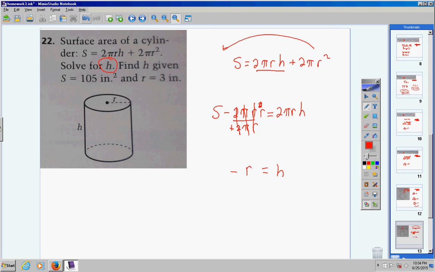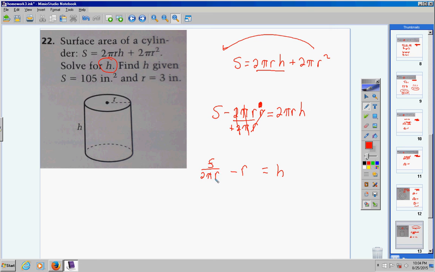Do you see it okay? R squared is the same thing as having r times r. Now cross off 2 of your r's and you're left with an r. And then bring down your s. Man, that was easy. That was pretty simple. So, h equals, oh, I'm sorry, I'm not done at all. I apologize. So I have negative r. Now I've got to divide s by 2 pi r. So s divided by 2 pi r.